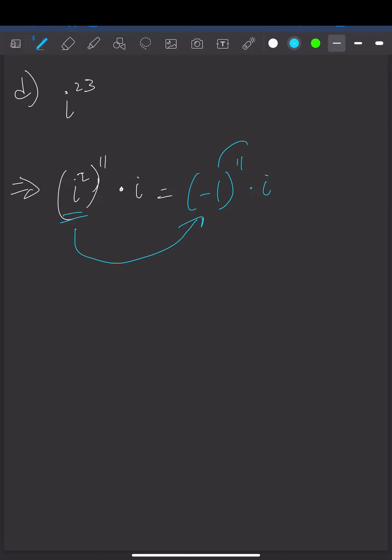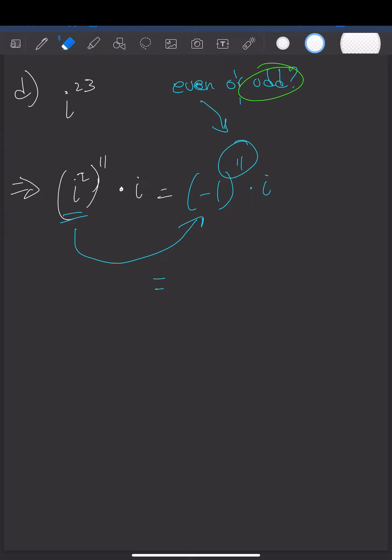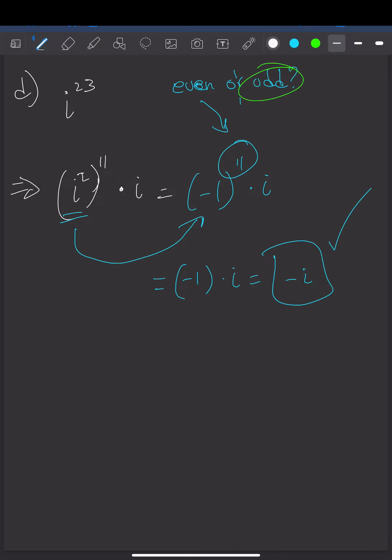But now I always tell my students, is this considered an even or odd exponent? 11 is odd, so if something is odd, it stays as negative. If it were an even exponent, then it would have been just positive. So then this turns into negative 1 times i. So your final answer for this one is negative i. And usually these, I guarantee you're going to see them on your homework or on your exams or quizzes. So this is how you condense them in order to figure out what the answer is.